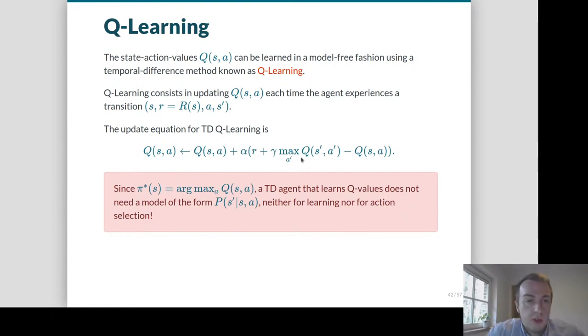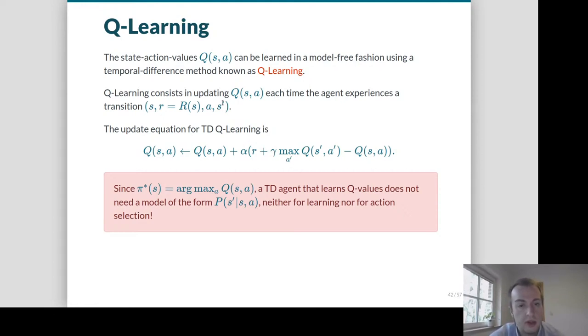Well, the good news is that we can actually adapt our temporal difference learning not to estimate the V values, but to estimate the Q values. Right? And so the state action values Q(S,A) can be learned in a model-free fashion, basically, using this temporal difference approach. And that would be known as Q-learning. So, quite simply, we would define Q-learning as an algorithm in which you would update your current estimate of the Q value, Q(S,A), each time the agent experiences a transition, exactly in the same way as before for TD learning, so transition S, A, R, and S prime.